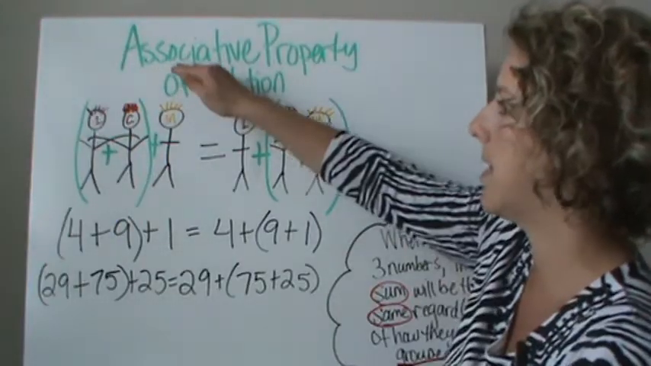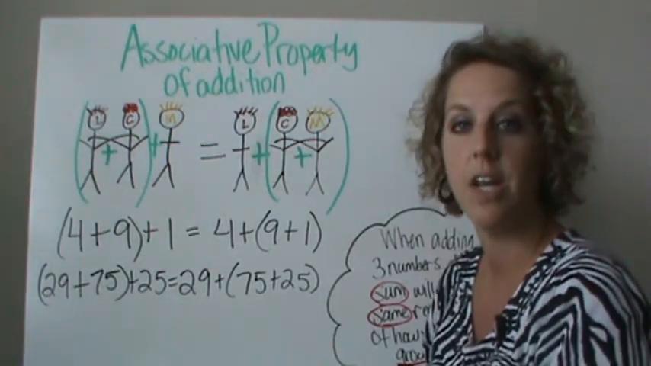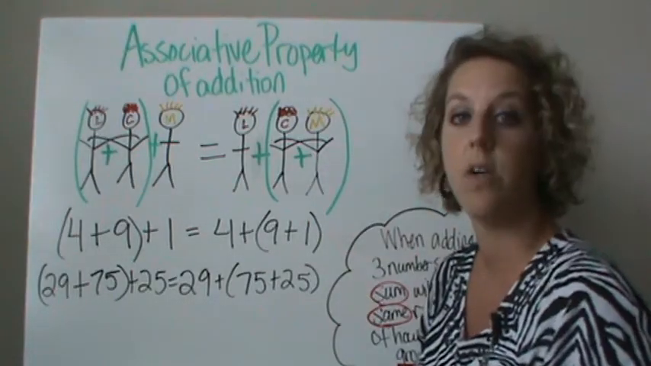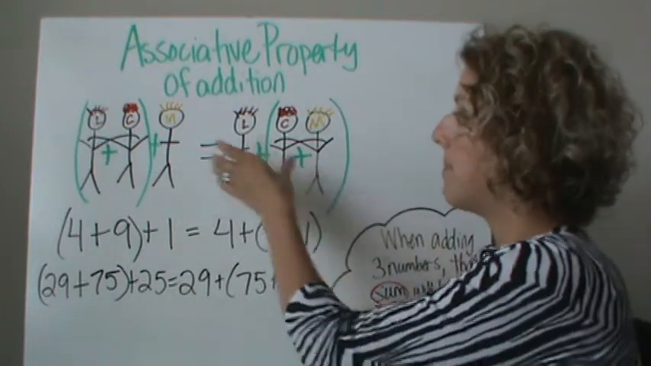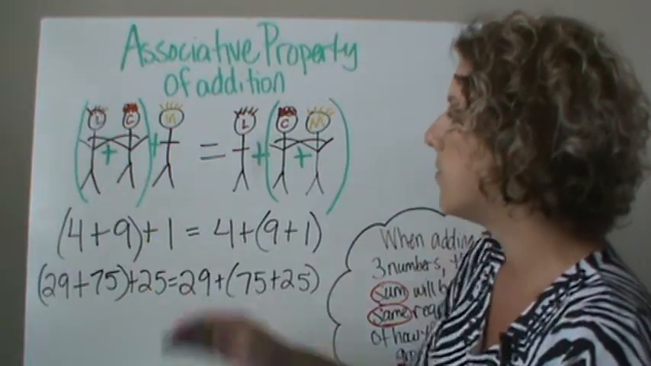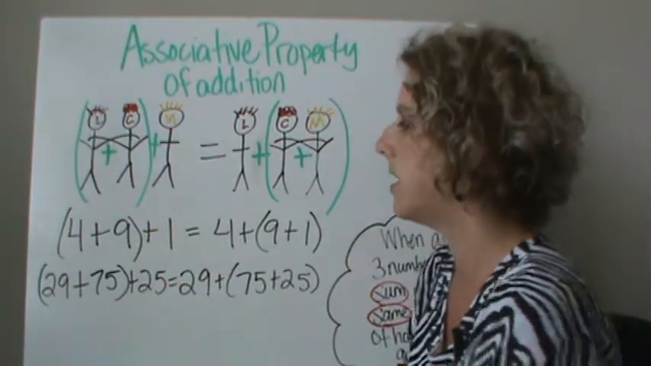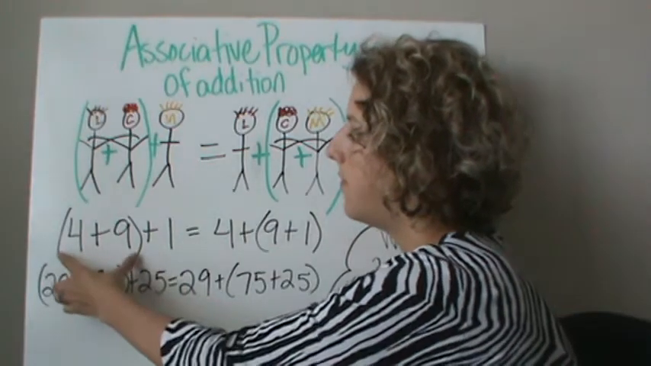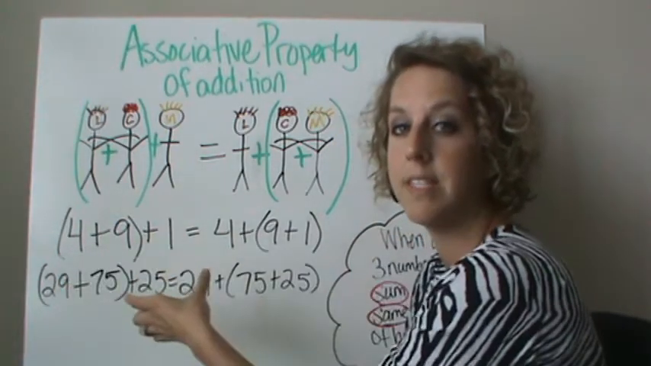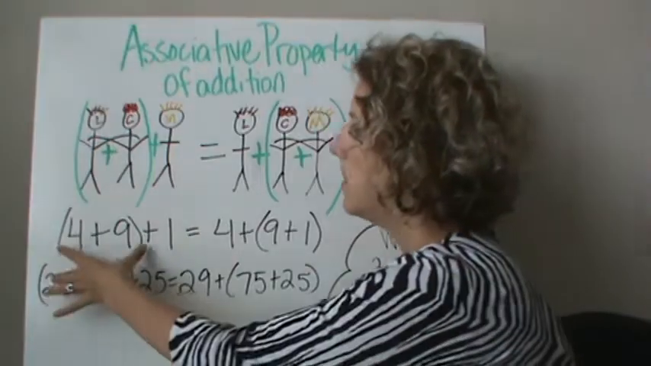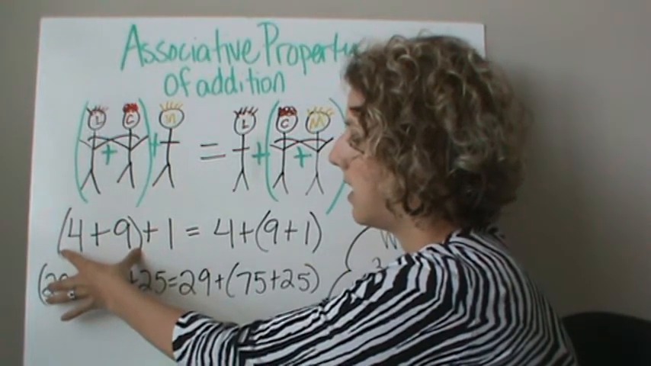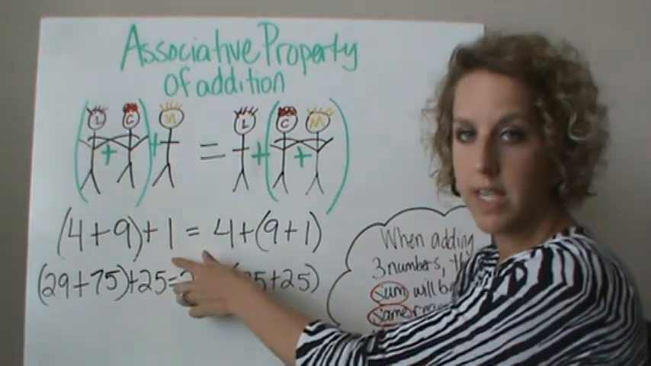So that's the cool thing about the associative property of addition. Regardless of how they group themselves, they still have their same identity. So if we turn that into numbers, 4 plus 9 plus 1. In the first one, the parentheses have to be added first. So in the parentheses we have 4 plus 9, which is 13, plus 1 is 14.